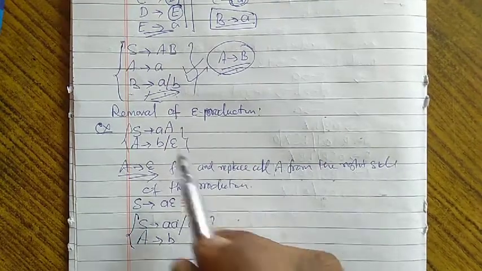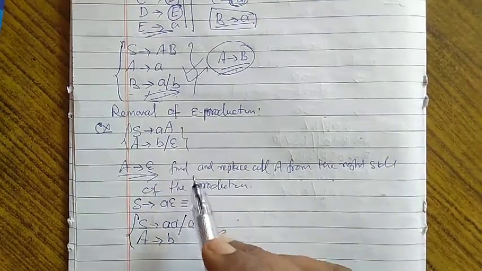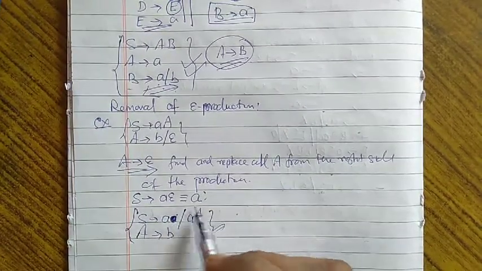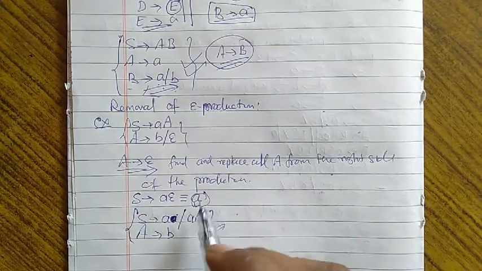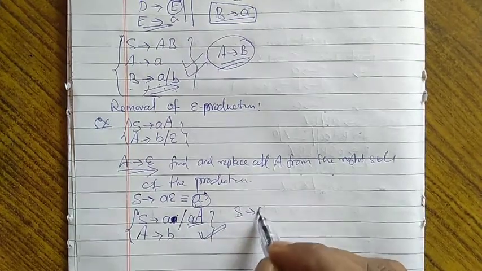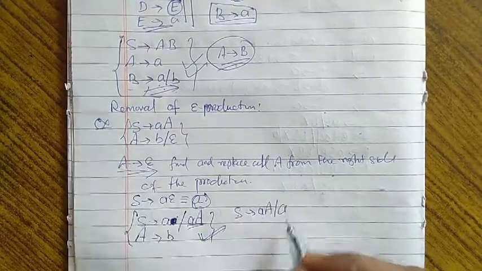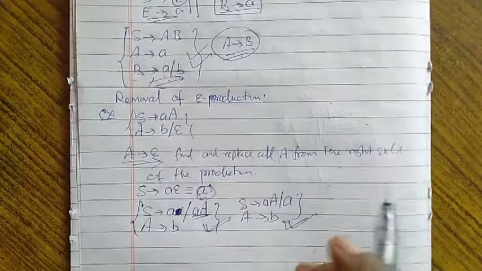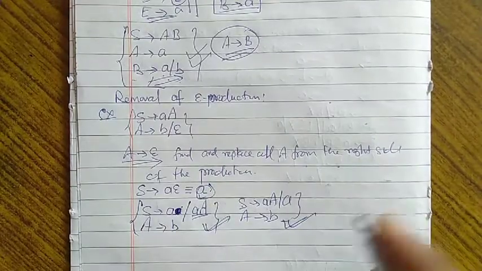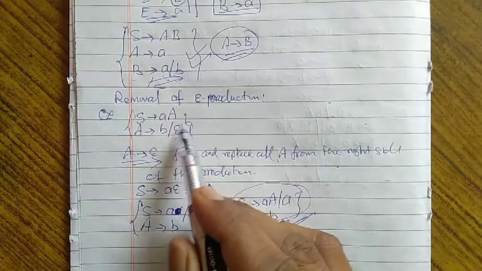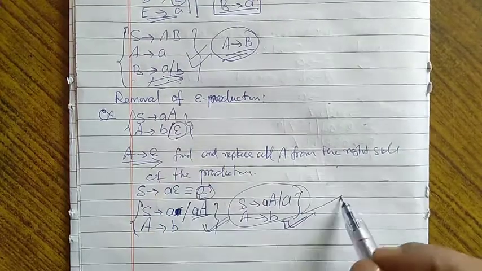So we can easily understand this. Actually, this null is replaced by A, so we get A and small a. The productions are S gives A, small a, and A gives B. So this is our minimized context free grammar without null. In this production we had a null move, and we can replace this null move.